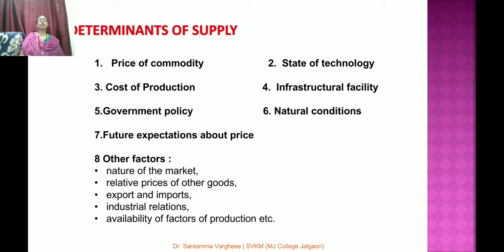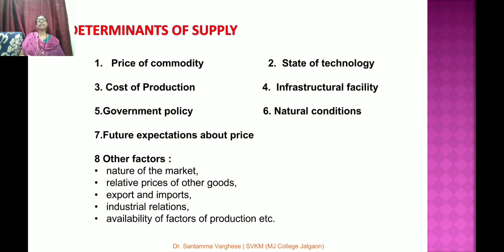Third, it is cost of production. If the factor price increases, the cost of production also increases. As a result, the supply decreases. So, regarding this determinant of supply, the cost of production, if it is too much, what happens? The supply decreases. If the cost of production is less, the supply increases.